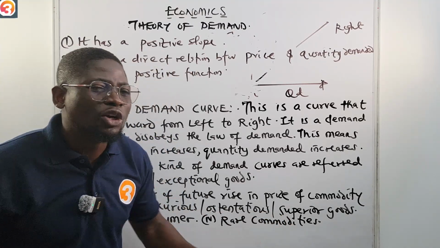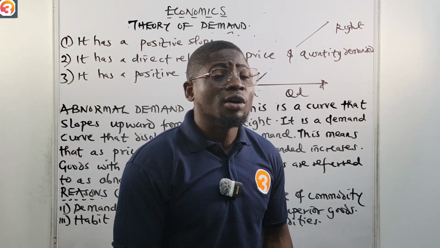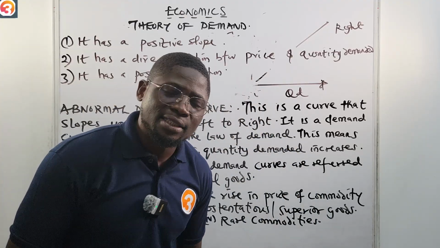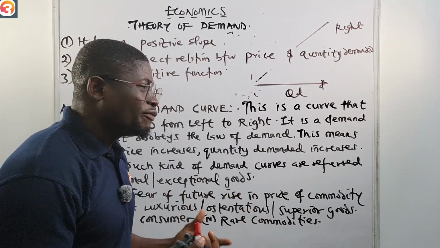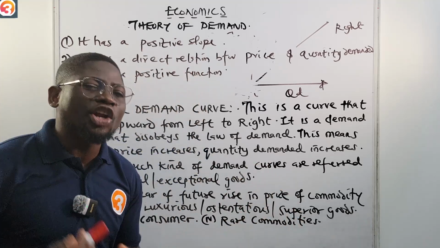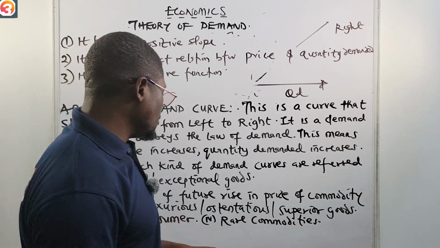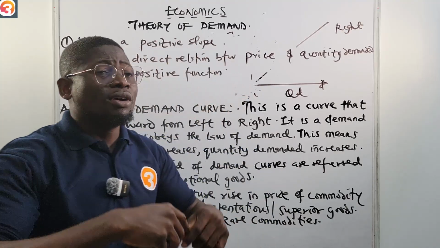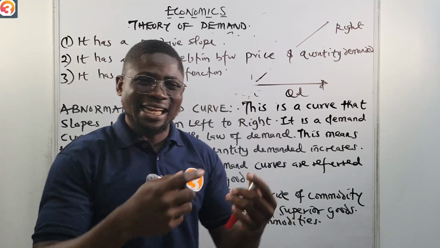Some people will not wear anything that is not luxury. If it's not Gucci, they won't wear it. If it's not Prado, they won't drive it. If it is not Lexus or Benz, they won't drive it. Some people are just there for the luxury alone. So the demand for these luxurious or ostentatious goods, goods that we term superior, will always be there. Number three, habit of the consumer. Number four, rare commodities. That's a commodity that is very, very rare. Once it's available, people will go and buy it at whatever price it is.